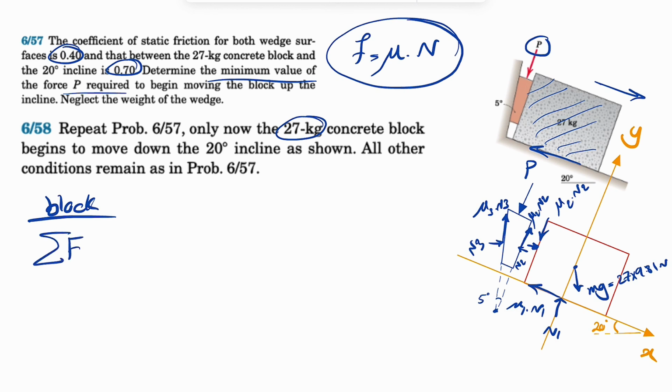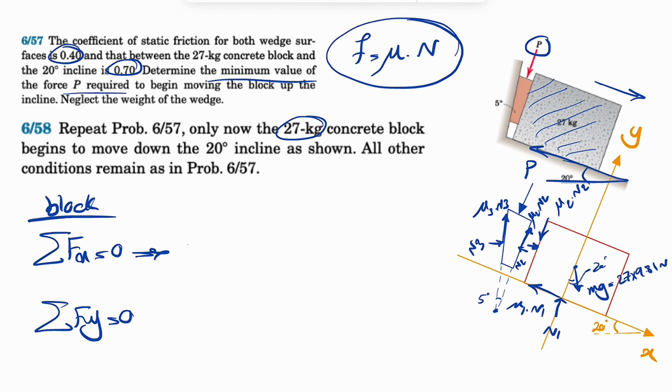And our equation: the sum of all forces in X equals 0, and same for the Y. Let's see what we have in the X direction. For the X, we know that this angle right here is also 20 degrees. The angle that the incline has is 20 degrees.